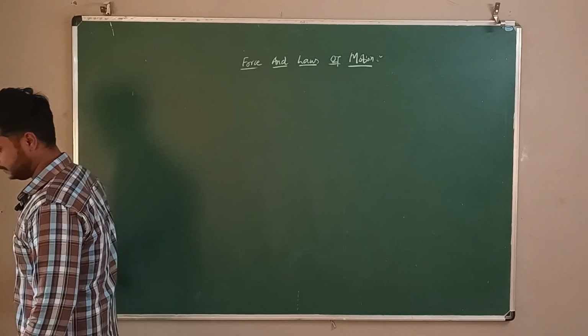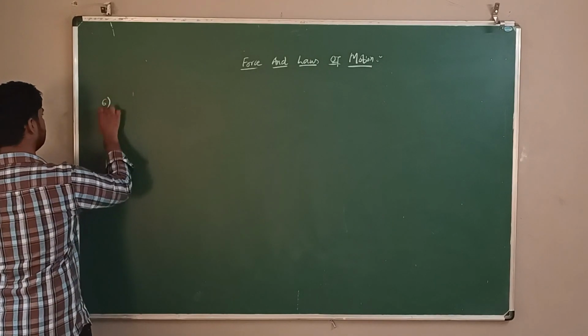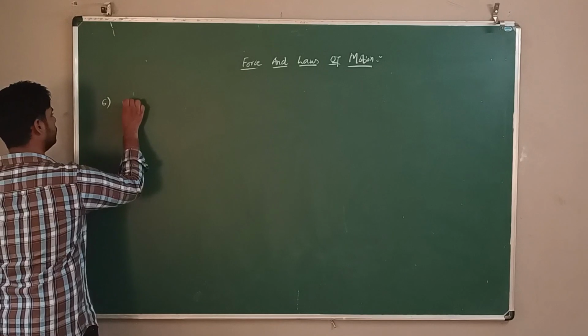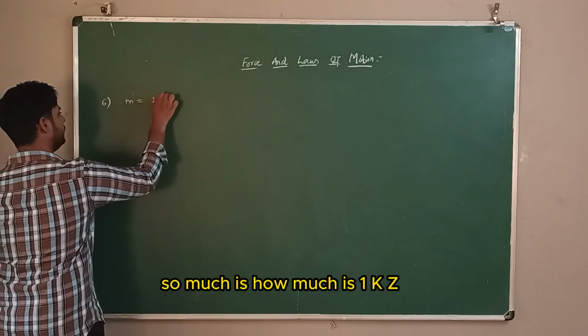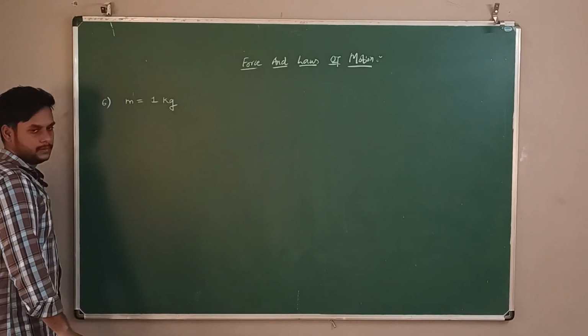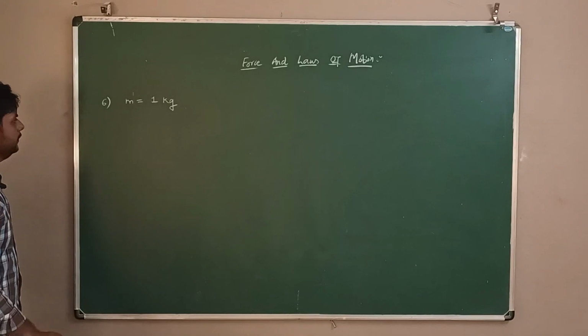Read the next question. A stone of 1 kg is thrown with a velocity of 20 meters per second. So mass is how much, sir? 1 kg. Velocity 20 meters per second. Read that once again. A stone of 1 kg is thrown with a velocity of 20 meters per second.